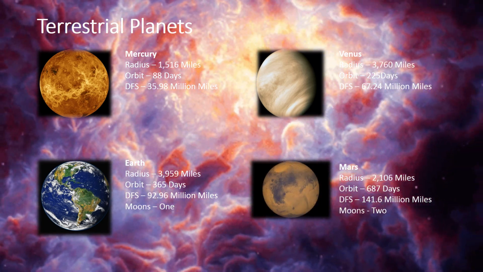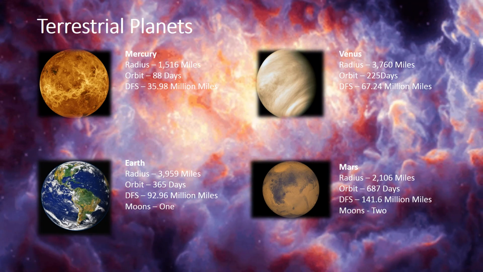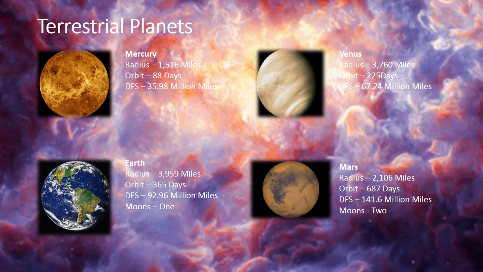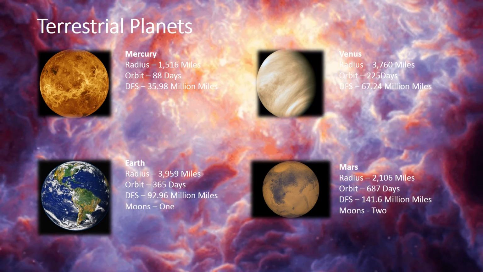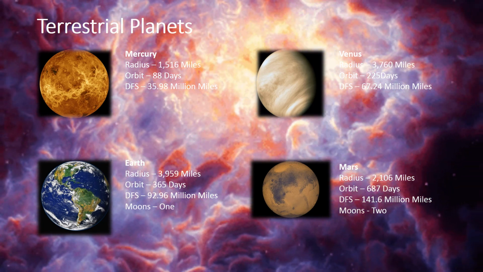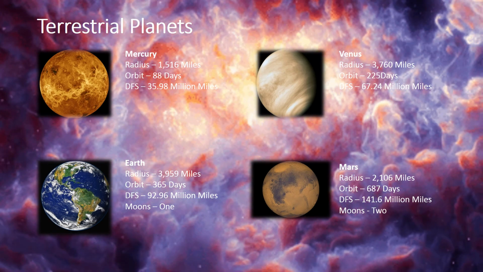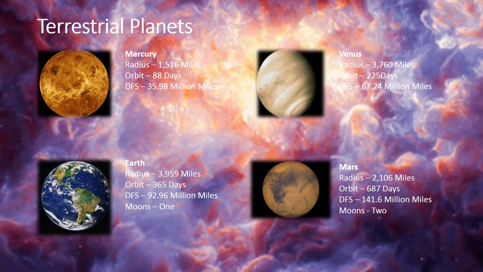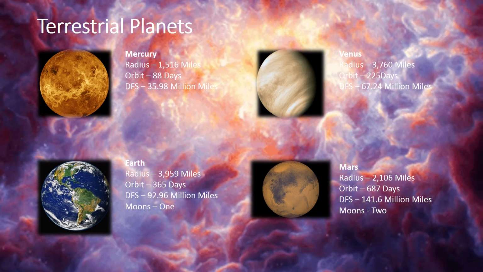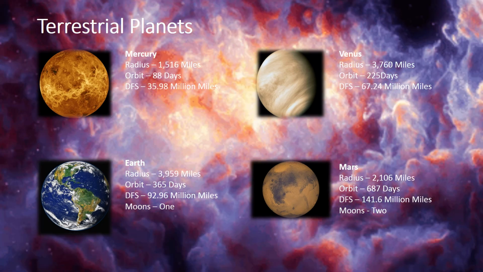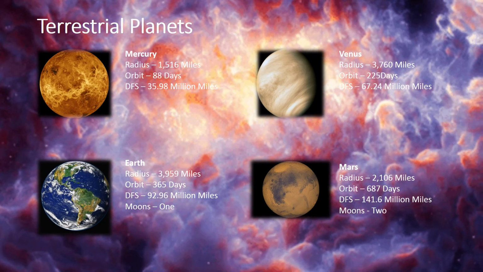Now, Mars, which is actually the fourth planet in our solar system, is a little bit smaller than Earth, 2,106 miles. Its orbit takes 687 days to get around the sun. So it almost takes 2 Earth years for Mars to orbit the sun.